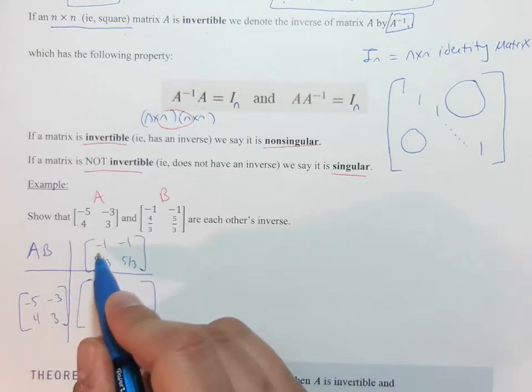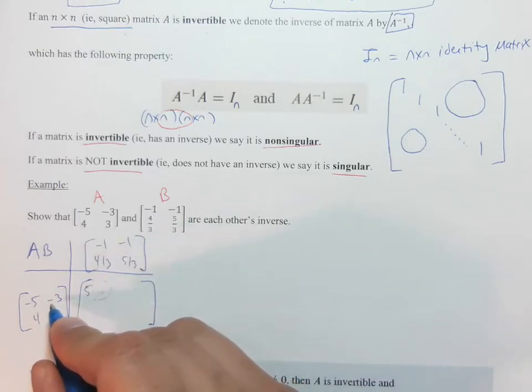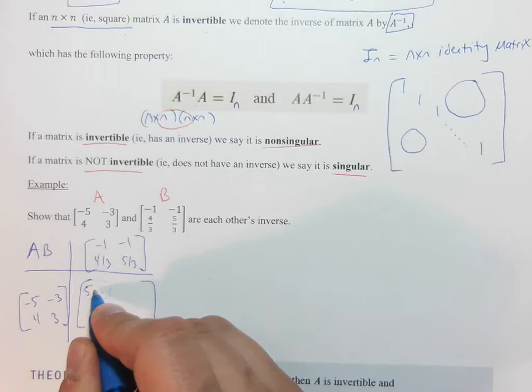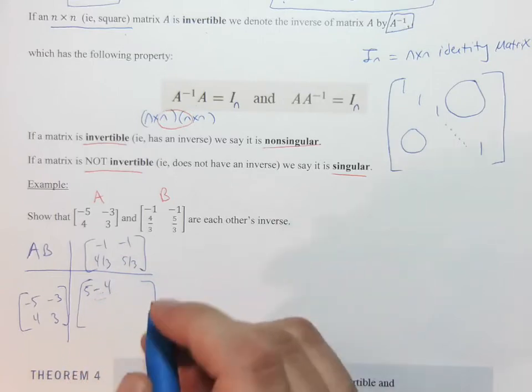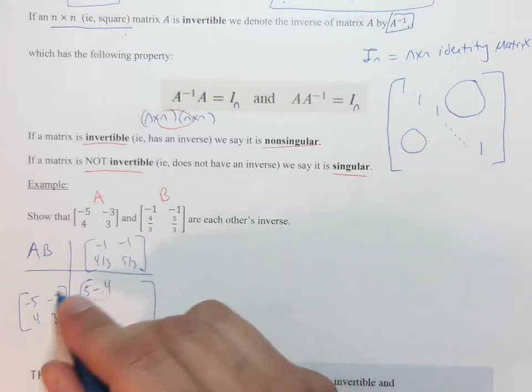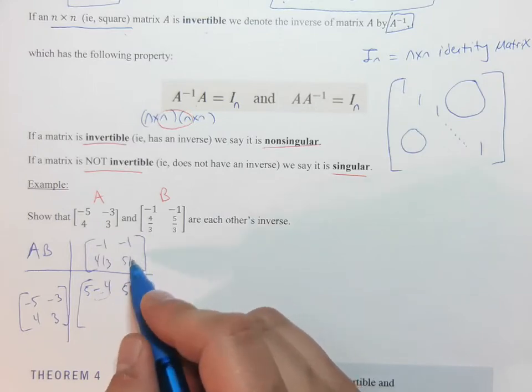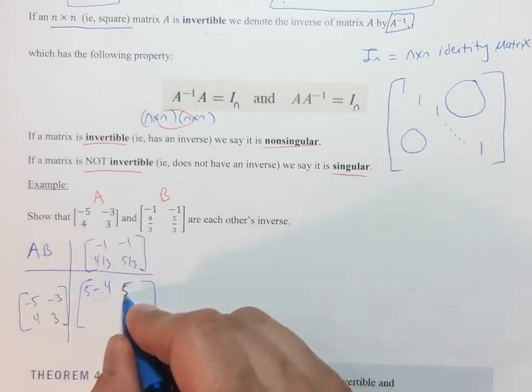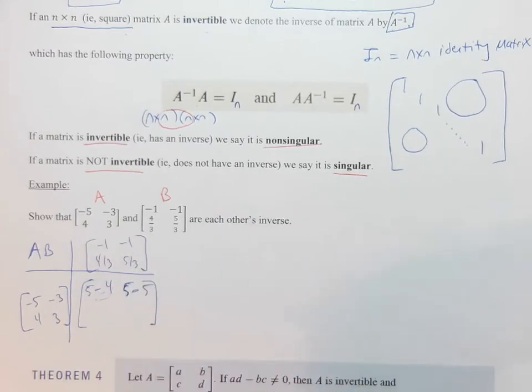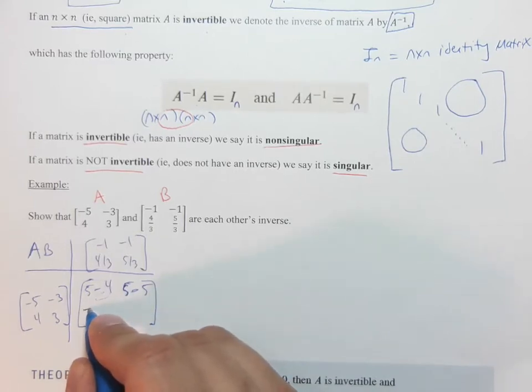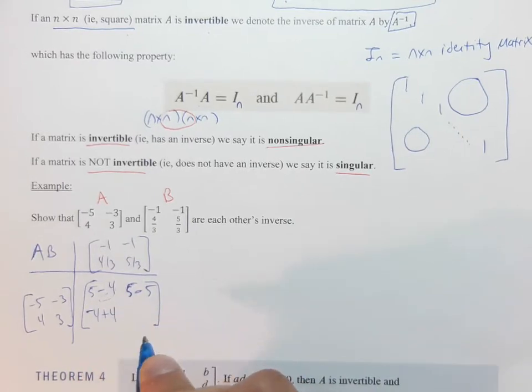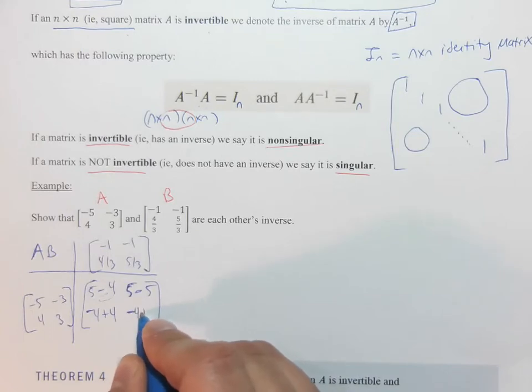In this one, you get minus 5 times minus 1, so 5. And then minus 3 times 4/3 is minus 4. Over here, you'll have 5 times minus 1 again, and then 5/3 times 3, so it'll be minus 5. Over here, you'll end up with minus 4 plus 4, and over here, you'll get minus 4 plus 5.